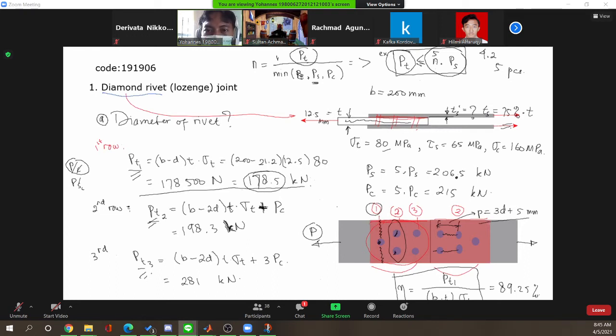And how about the marginal pitch? So the distance between the diameter and the edge of the plate. So the distance, this is also pitch. Okay, this is the pitch, also 3 times the diameter, and this is the marginal. Should be kept. Okay.